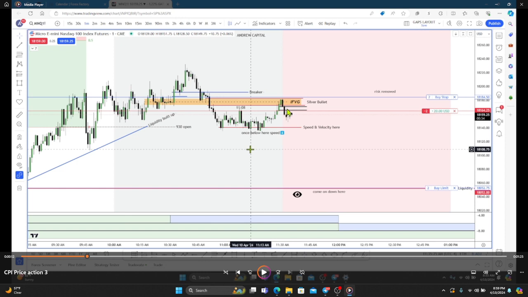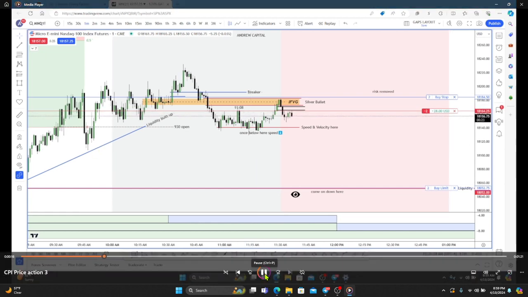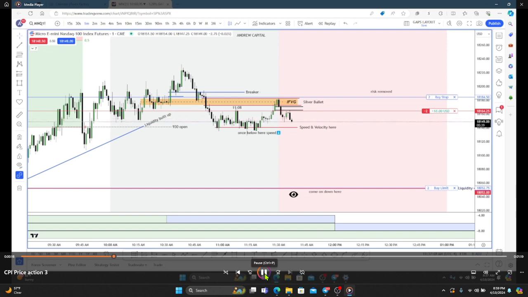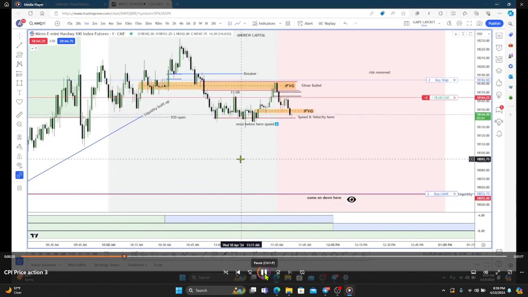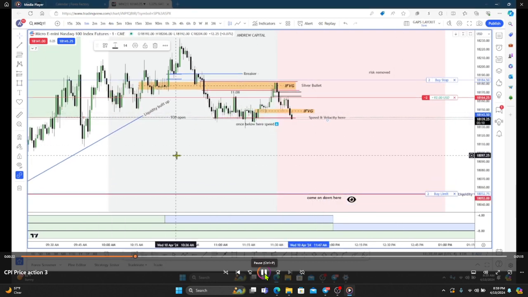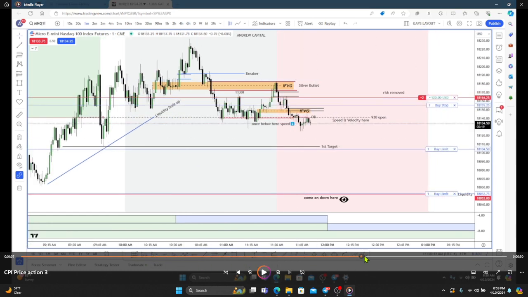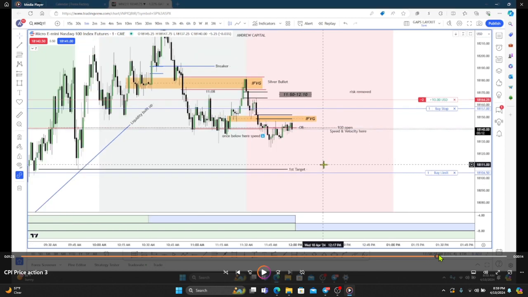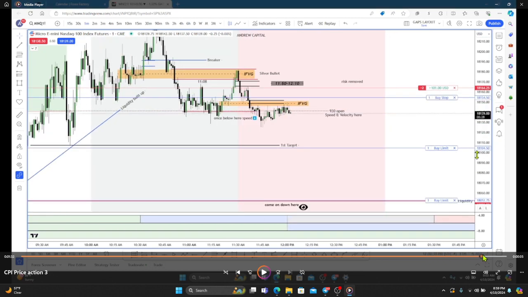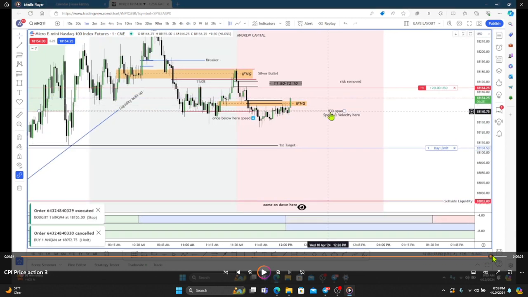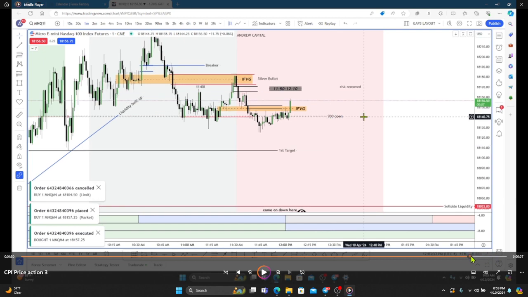We come back up and we create a SIBI here. And that's why I took this entry here. And again, I wanted to see us come down and trade through these lows here. But trail stops again on this one. Risk is removed, and we got stopped out on this one, the next macro.